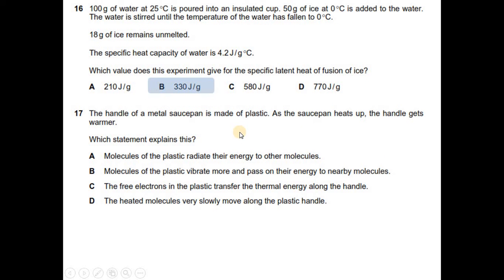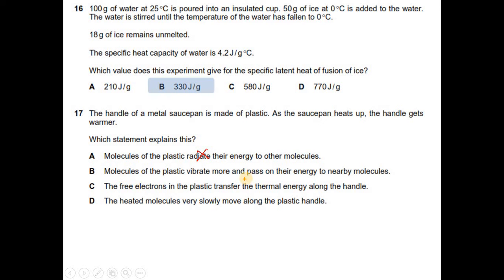The handle of a metal saucepan is made of plastic. As the saucepan heats up, the handle gets warmer. Which statement explains this? Option A: molecules of the plastic radiate their energy to the other molecules. There is nothing to do with radiation, because in radiation there is no motion of particles involved. Radiation is just the transfer of heat in the form of radiation, so it cannot be option A.